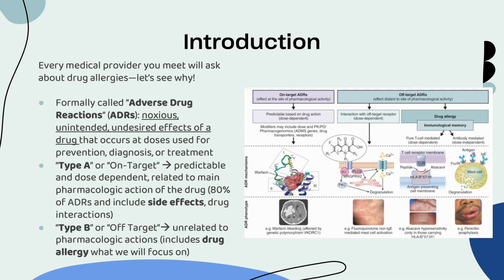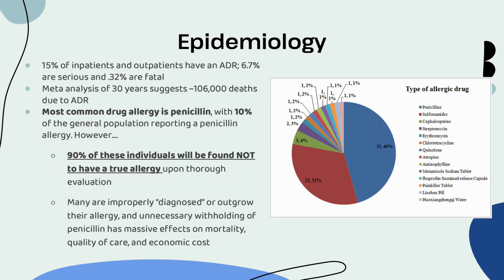So this is obviously the rest. This is the remaining 20%. And these are considered off-target, or in other words, these are unrelated to the pharmacological actions of the drug. And so, these include drug allergy because drug allergies are obviously not related to the actual receptor that they're supposed to be hitting. And this is what we'll spend most of today focused on.